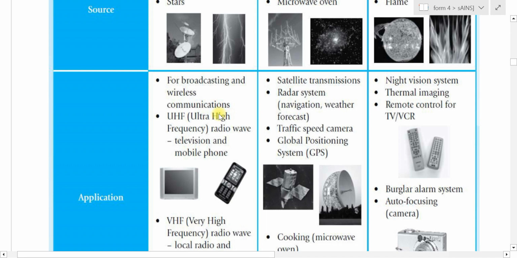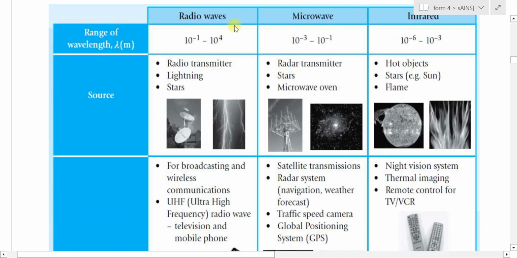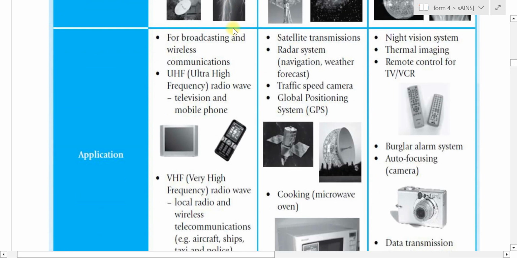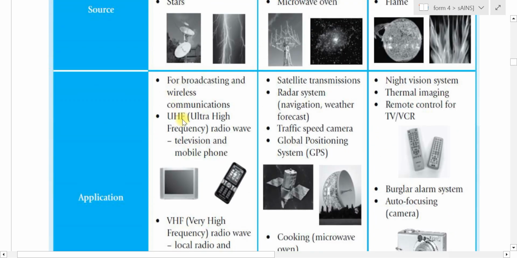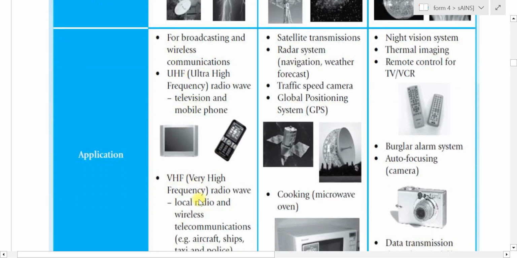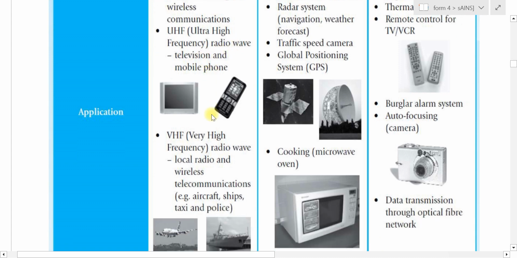Untuk application dia, okay, mana kita gunakan radio? Nama pun dah radio wave, memanglah kita pakai dalam TV, radio, internet. Okay, baik, for broadcasting and wireless communication. Jadi dalam radio wave ni kita ada banyak wave dia. Ultra high frequency, very high frequency. Ultra high frequency kita gunakan untuk TV dengan mobile phone. Very high frequency kita guna untuk local radio and wireless telecommunication.